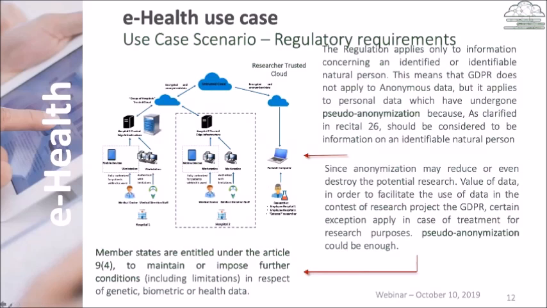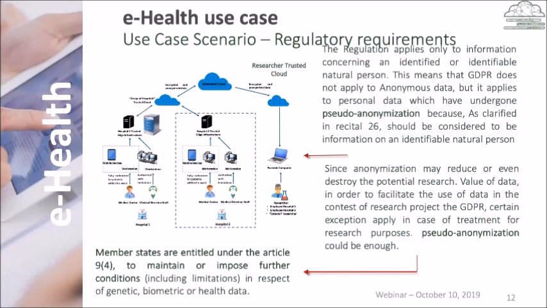Then we have requirements regarding how to use data by the researcher. In general, this data has to be anonymized, but in some cases, anonymization may reduce or even destroy the potential value of the data for the research activities. So in this case, the European Data Protection Regulation is opening a possibility to use pseudo-anonymized data.